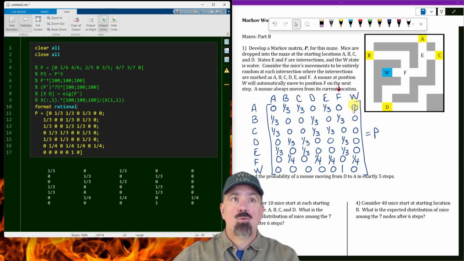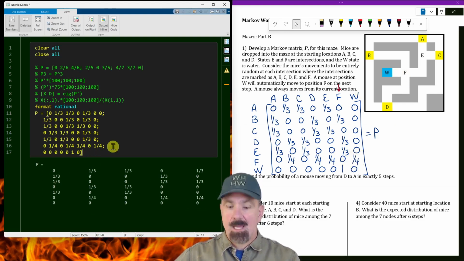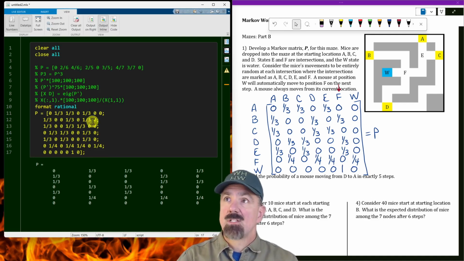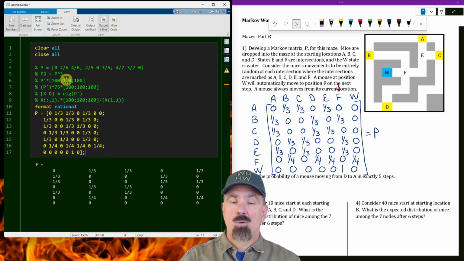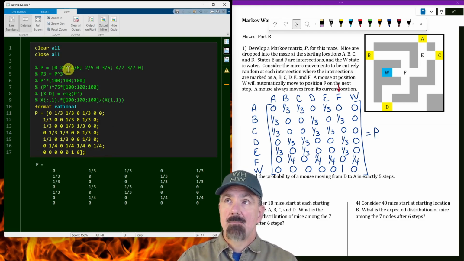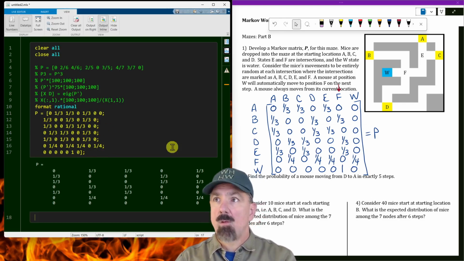So getting to the water, there's only one way to get to the water, and that's from F. And when a mouse is at F, it has 1 chance in 4 of going in the direction of the water. That's just an easy way for us to take a look at that. All right, I'm going to cover that up. Notice that I commented out the earlier work that we did, better than deleting. You can just use the Control-R for a block comment.